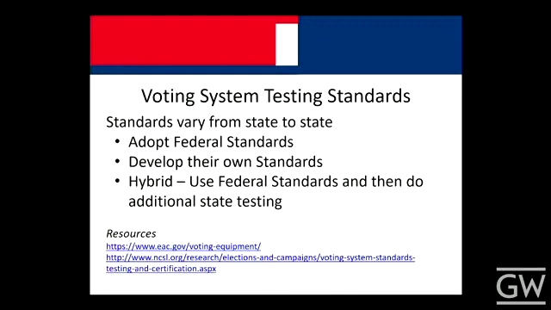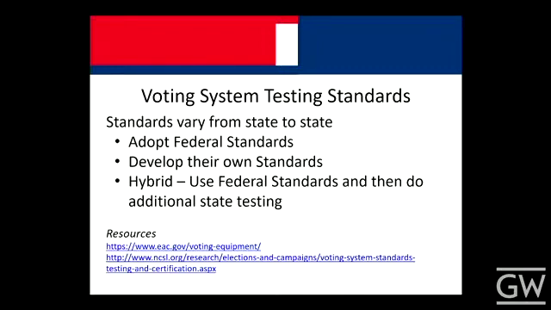So I'll just start off by telling what voting system testing standards are in general. It depends. The standards actually vary from state to state. Some states just adopt federal standards, and some states like California develop their own standards, and some states use a hybrid approach where they use the federal testing as a baseline to start their testing and then do additional state-specific testing. The way the testing's done is also different from state to state.